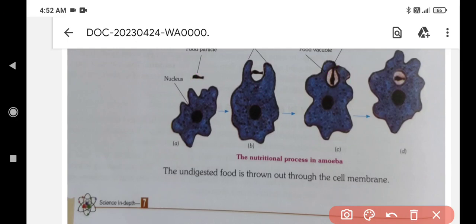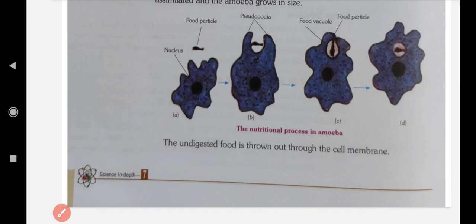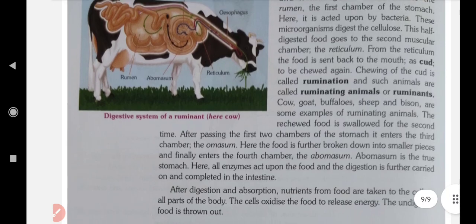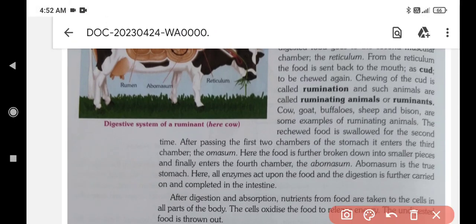Okay. So this is about your chapter nutrition in animals. Children, this one is a very important chapter. You read this chapter properly and also learn the key points.